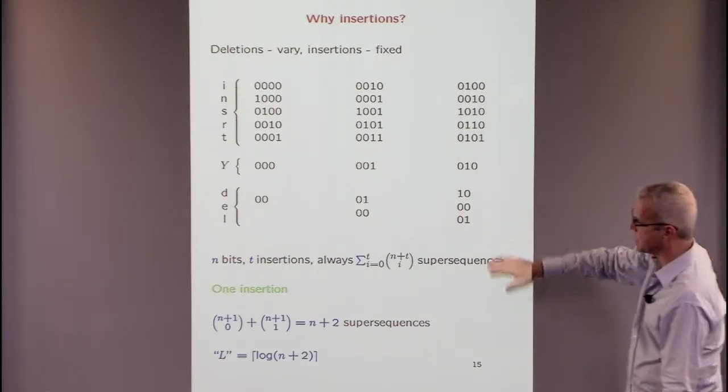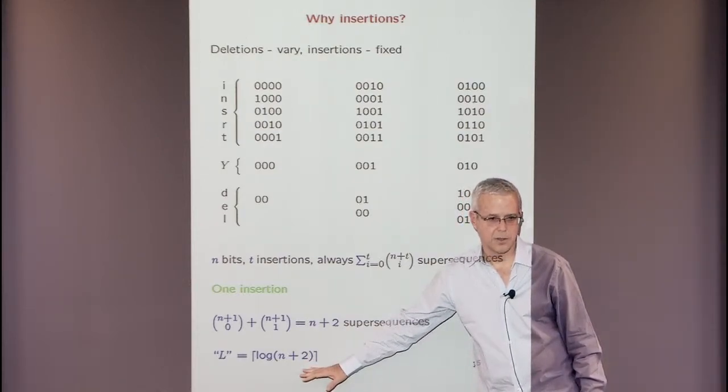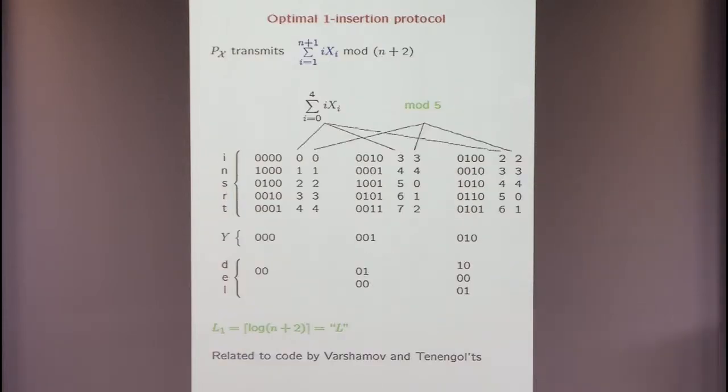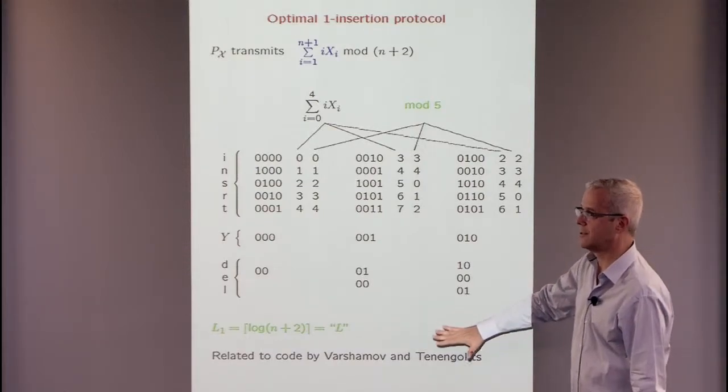The sender does not know what the receiver has. And the question is, can we approach this benchmark, this ideal number that you could get if you knew what the receiver has? And the answer is that for one insertion, you can. So maybe we don't have time to go over this.